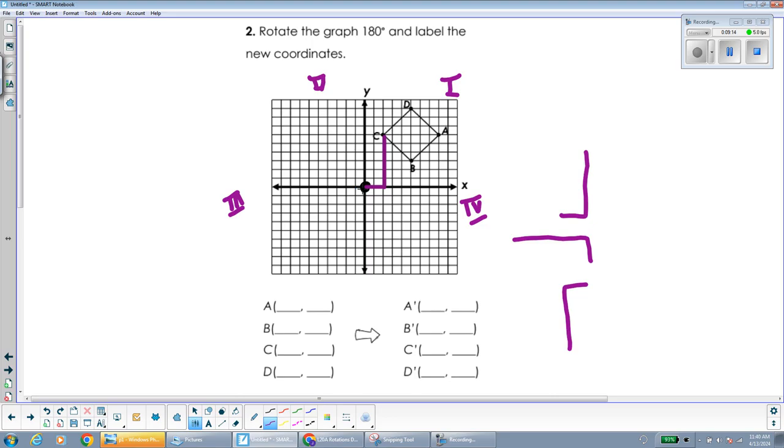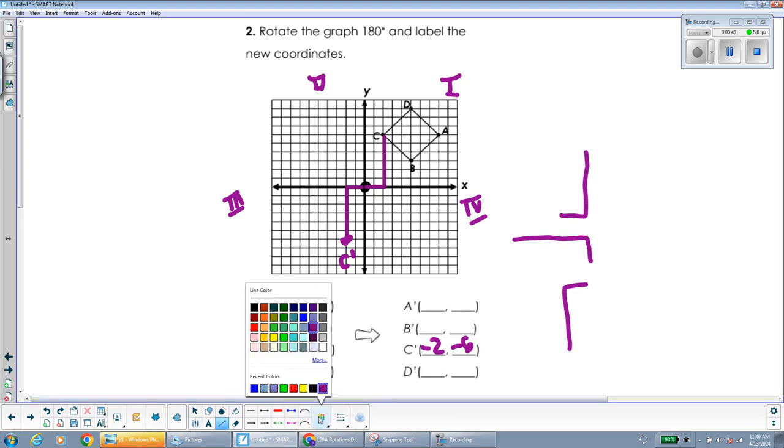And this makes sense because if I start here and I go this way and this way, it'll put me in quadrant number 3. So this was 2, 1, 2, 3, 4, 5, 6. And here I have my rotated point, C prime. So the original was 2, 6. And our rotated one is negative 2, negative 6. Okay. Next, I'm going to do point B.